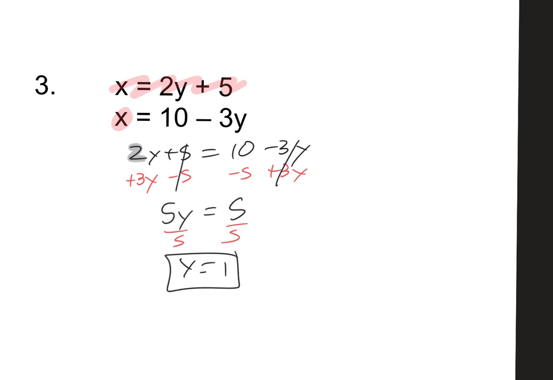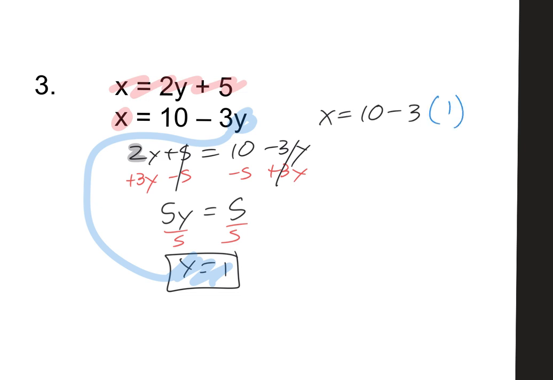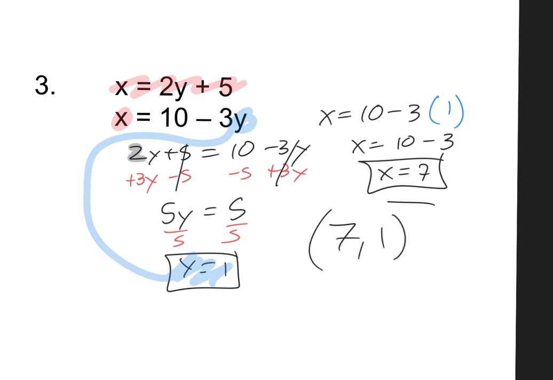Now, it doesn't really matter which one I plug it into, right? They're both going to be pretty equally easy, so I would say let's go up here and plug into this one. You can plug into the top one if you want, but we should get the exact same thing. So I'm going to say x equals 10 minus 3, but instead of y now, I'm going to put 1. What does that give me? Well, 3 times 1 is just 3. 10 minus 3 is 7. Okay, I'm going to list it as a coordinate, and I'm all done.